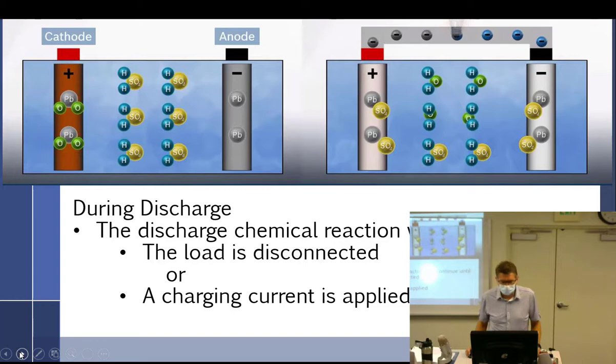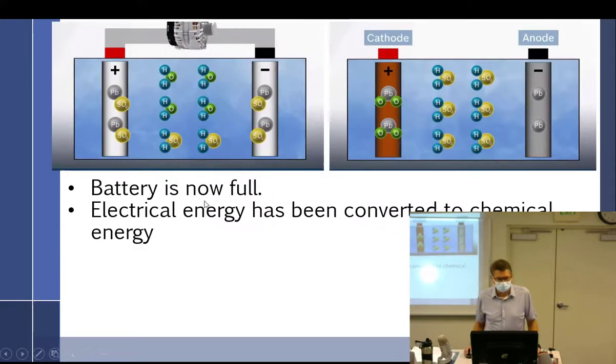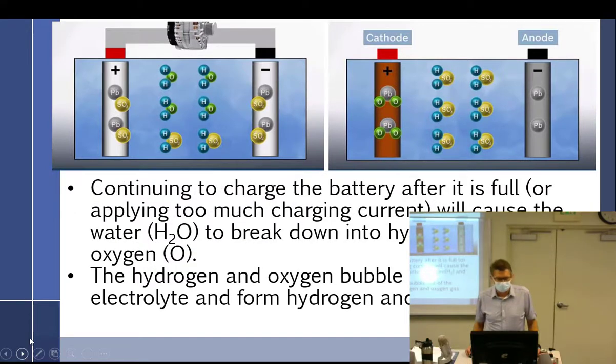So, all right, charging current is applied. The reverse chemical process reacts with the lead sulfate to reform the sulfuric acid and lead. So we get rid of the lead sulfate when it's charged. The battery is now full. Electrons have been converted to chemical energy.